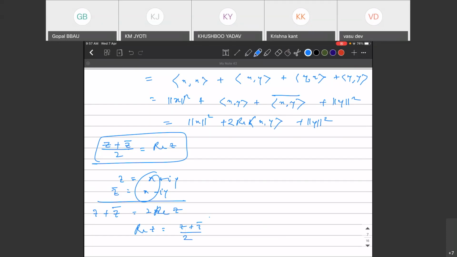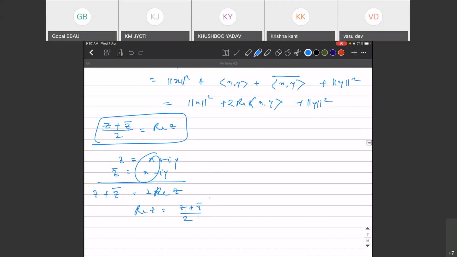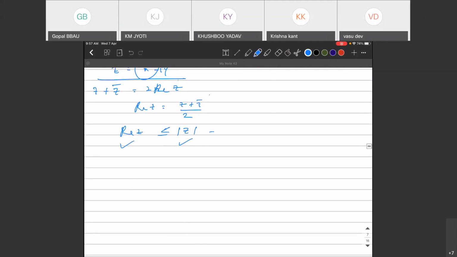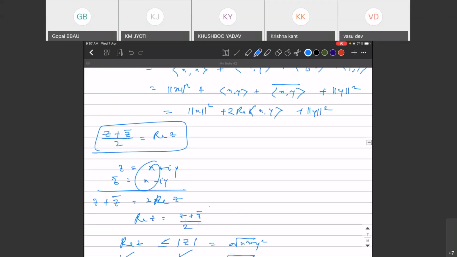But you have this inequality that Re z is always less than or equal to |z|. Why? Because |z| is the root of x² + y². So x is always less than or equal to the root of x² + y². So from here we get this is less than or equal to ‖x‖² + 2|⟨x,y⟩| + ‖y‖².